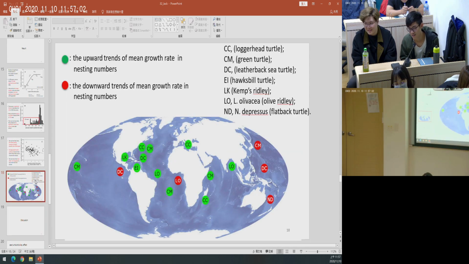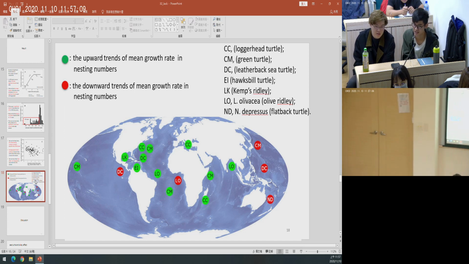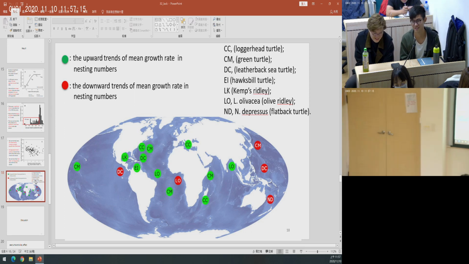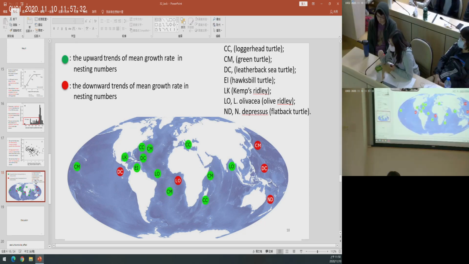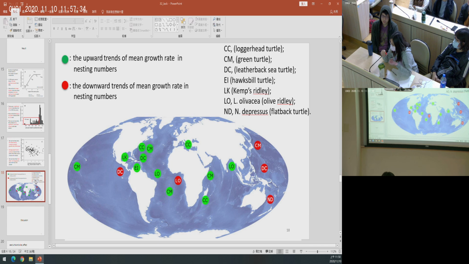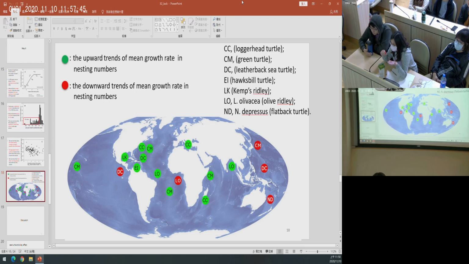We want to make the figure to let people know the sea turtle status. Let people be concerned about the sea turtle. You say your purpose is to make this map, but your conclusion is not this.